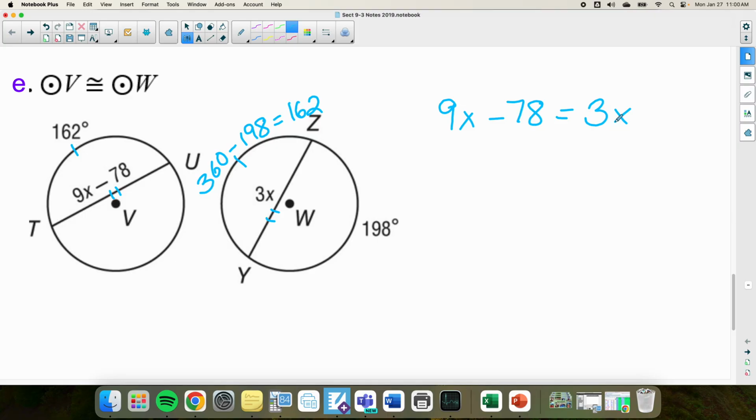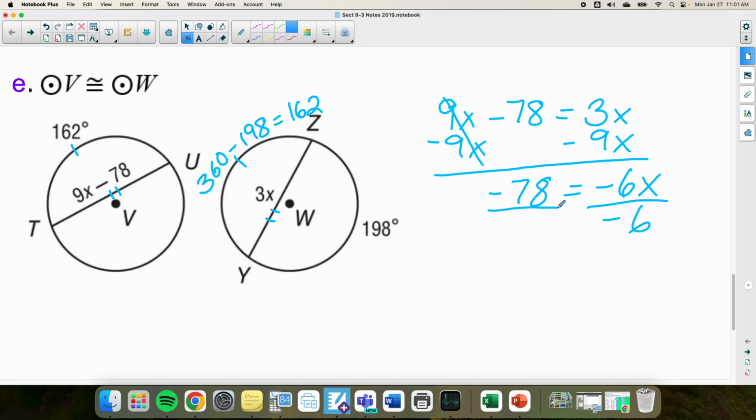Now, when we do this, I only have the one number on the left, so I'm gonna bring my 9x over, and I get negative 78 equals negative 6x, and then x would equal 13, I believe.